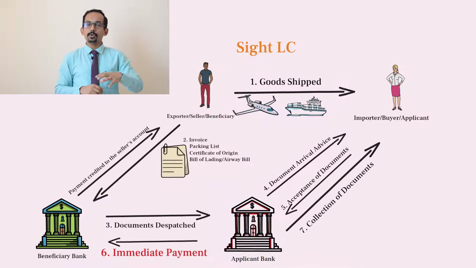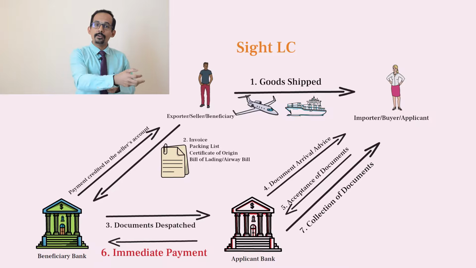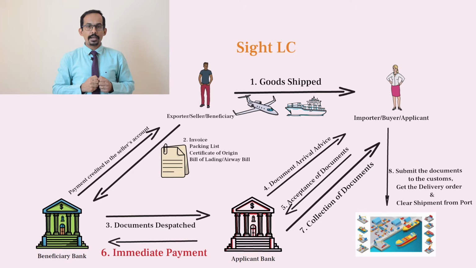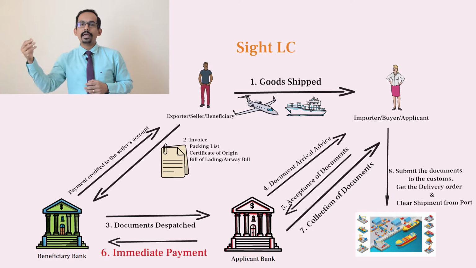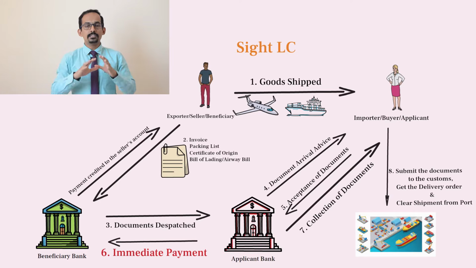Now, subsequently, the applicant collects these original endorsed bank documents from the bank. He goes to the customs authorities, gets the delivery order in favor of him, goes to the port and clears the shipment. This is how the sight LC functions.